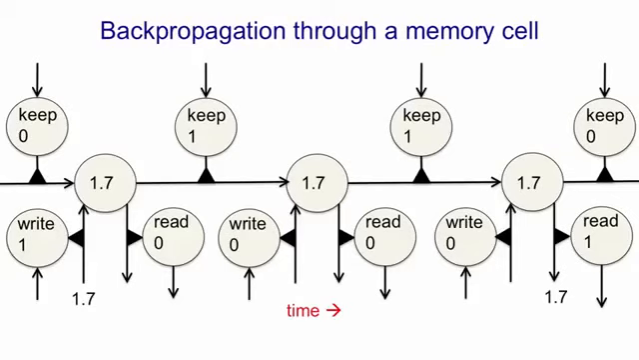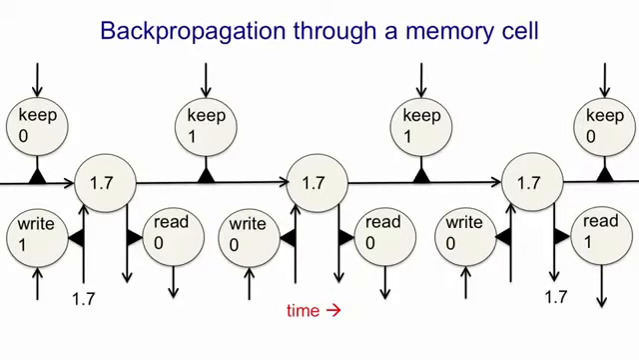Now, if you look at the 1.7 that comes out when we do the retrieve, and you look at the path back to the 1.7 that came in, along that path there are these little triangular symbols, and next to each triangular symbol there's a 1. That means that the effective weight on that connection is a 1. So as we go back along that path, whatever error derivative we have for the 1.7 when it's retrieved gets backpropagated to the 1.7 when it's stored.